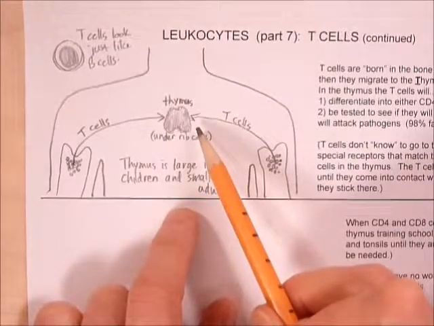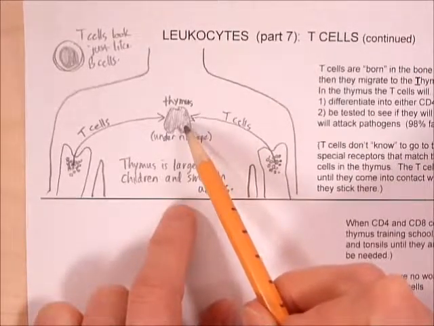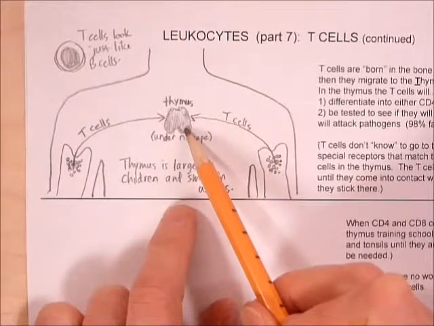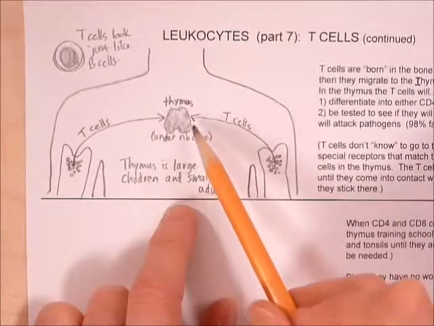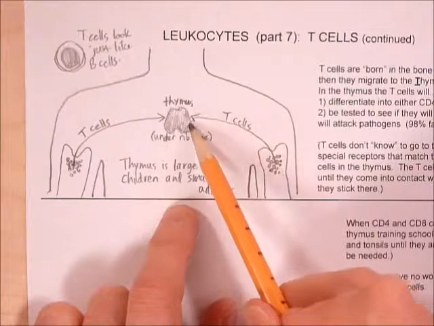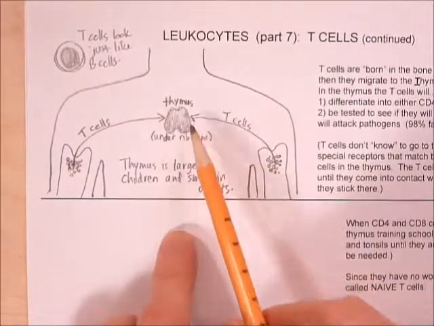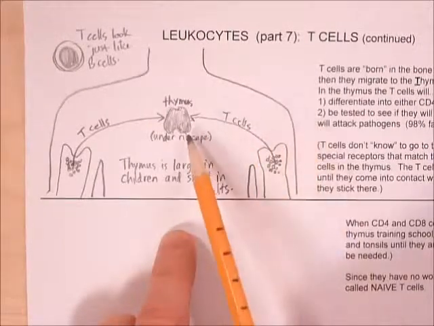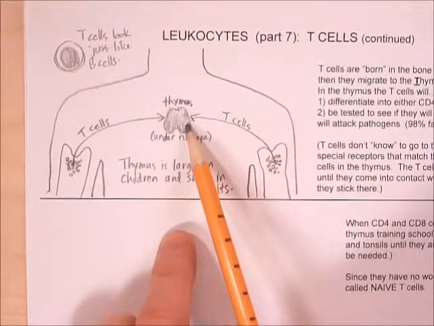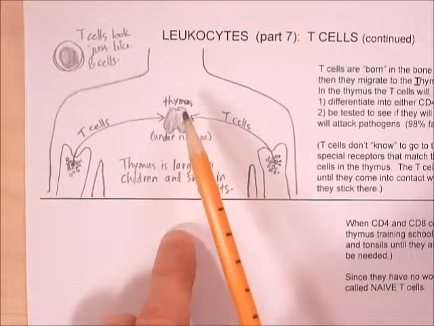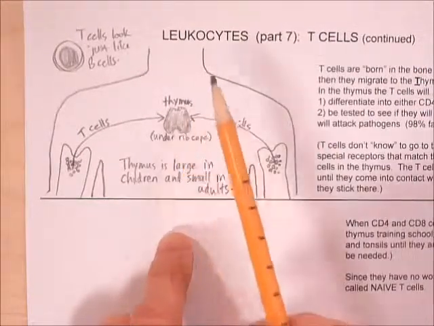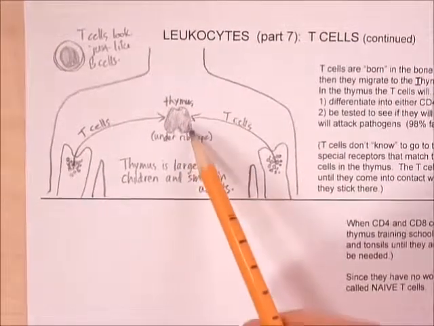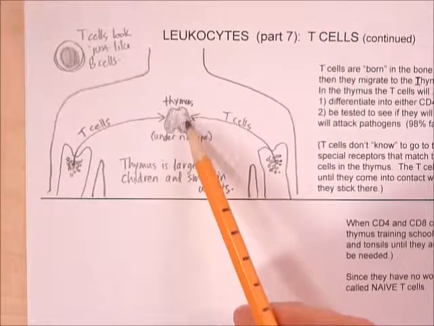In the thymus, the T cells will differentiate into either CD4 or CD8 cells. That's what we just saw. They're going to be either CD4s or CD8s when they come out of the thymus. One or the other. And in the thymus also, number 2, they will be tested to see if they will not attack body cells but will attack pathogens. 98% are going to fail the test and they'll just die and be discarded and recycled. Only 2% are going to make it.